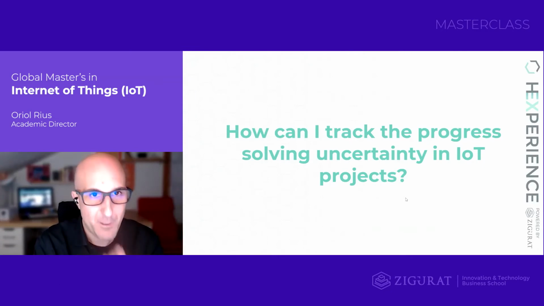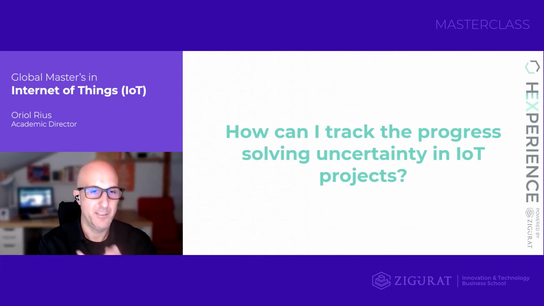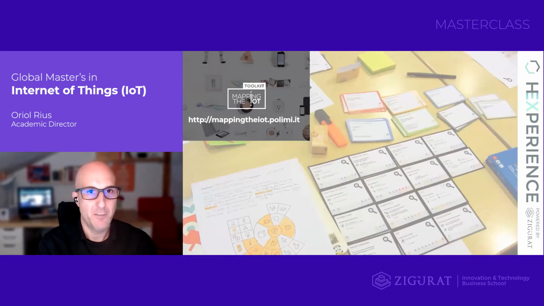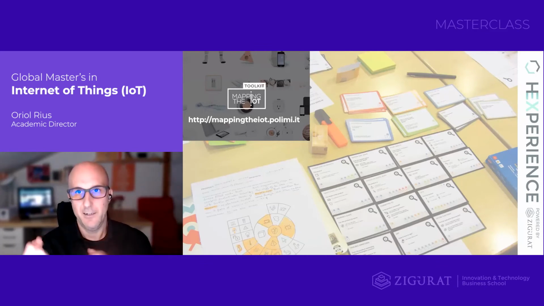How can I track the progress solving uncertainty in IoT projects? Let me introduce one of the techniques available for mapping the IoT requirements or for mapping the IoT uncertainties. Okay, this is called the Mapping the IoT toolkit. It's a Creative Commons project available at that URL, mapping the IoT.polimi.it. As you can see in that picture, there are a lot of forms, a lot of cards, and at the end of the day, it's a guided way of developing an IoT project.